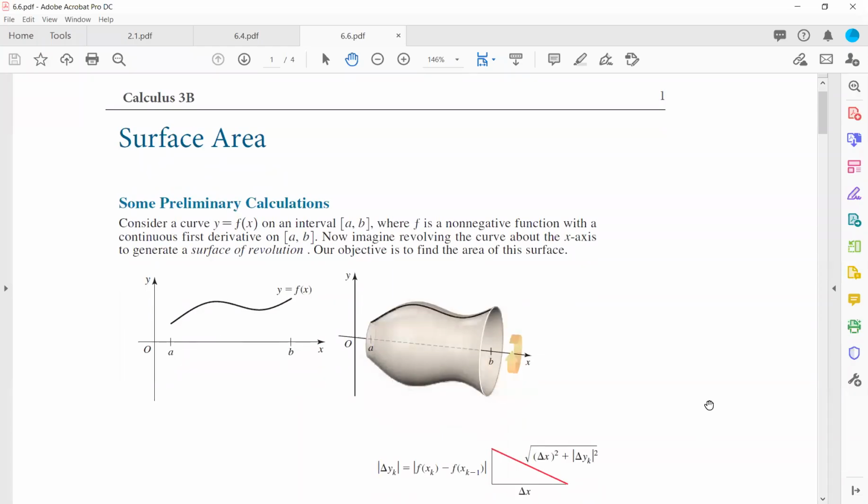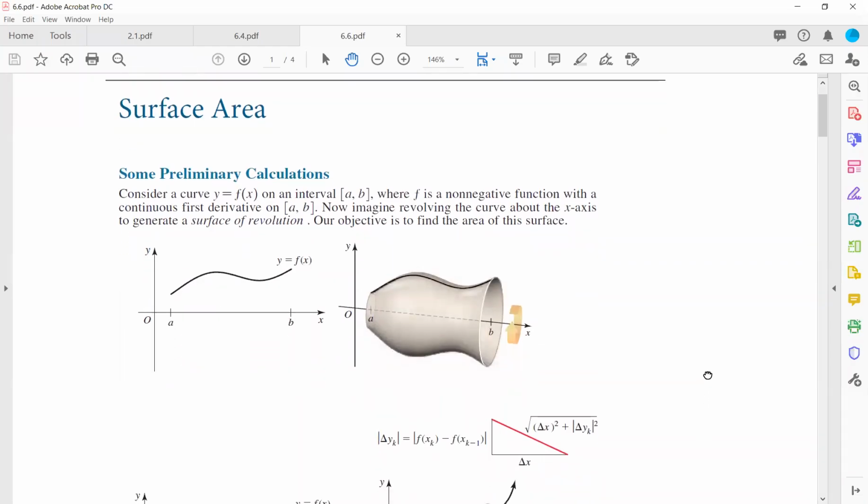Very well. So how do we calculate surface area? Suppose you have a function like f of x. This is your function defined on an interval a to b, and it is a positive function, and the first derivative of the function is continuous. Now suppose you take this function and start revolving the graph around the x-axis. That's how you generate the surface of revolution.